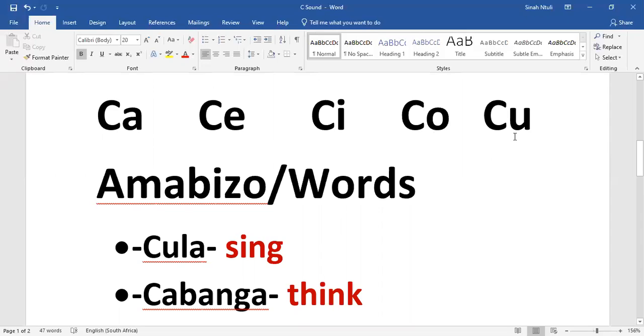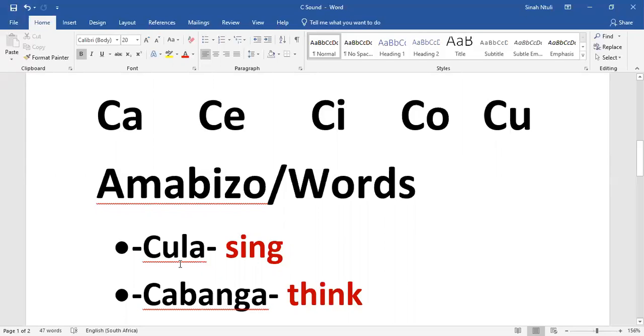Remember, your tongue is where? On top of the roof of your mouth or behind your front teeth. Okay, so now I want you to sound it after me. Ta, te, ti, to, tu. Good job.